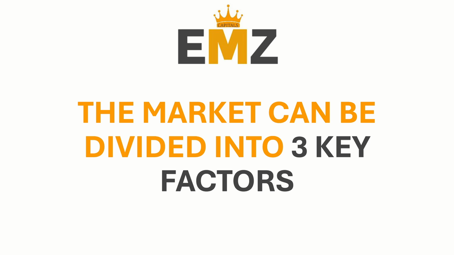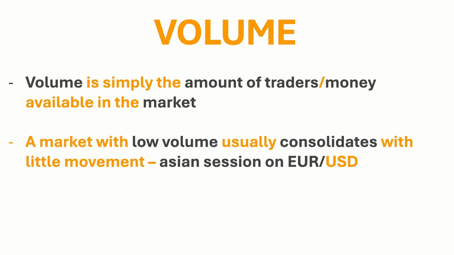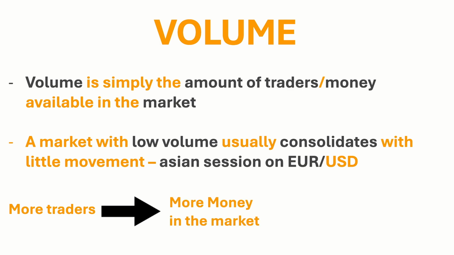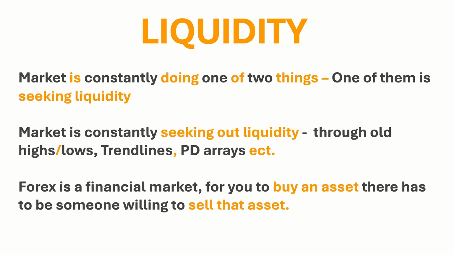Now, to start off, everything that happens in the market can be divided into three key factors. Starting off with number one, volume. Now, volume is simply the amount of traders or money available in the market. A market with low volume usually consolidates with little to no movement. Think of Asian session on Euro USD. When we have more traders in the market, we have more money in the market as more traders are placing orders. This leads to more liquidity in the market, which brings us on to our second point, which is liquidity.